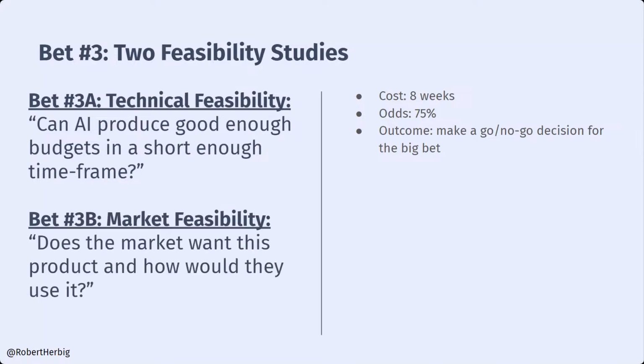In parallel, we needed to evaluate market feasibility. Does the market want this product? How would they use it? Is this something people would be interested in? Can we align our potential users, so the city engineers who would be in charge of being responsible for these plans, with the people who have the purse strings, whether that's a mayor or a council or whoever else is going to pay for it? Do their interests align enough that we can make a product that they'd both be interested in?